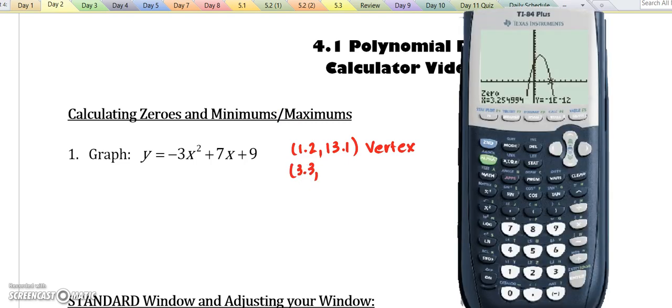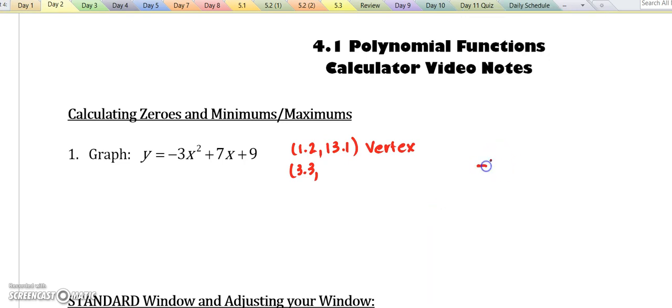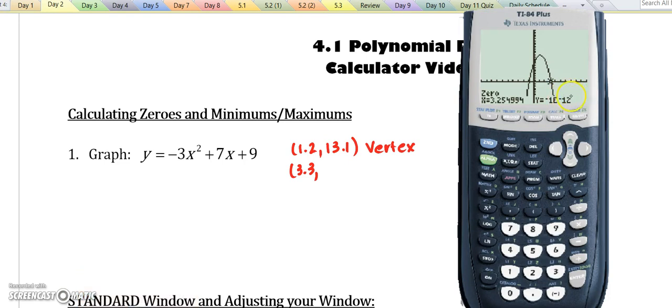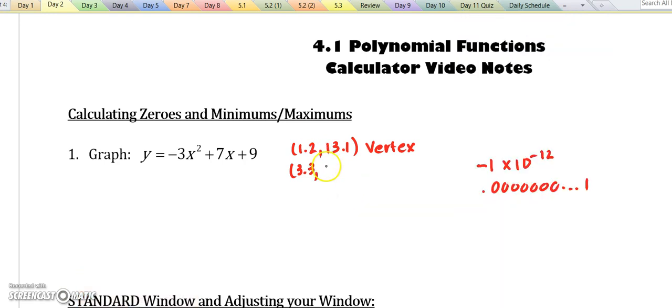Now you're going to notice I know my y value at an x-intercept should be 0. This negative 1 times e to the negative 12th means negative 1 times 10 to the negative 12th, which is 0.000000000001. Your calculator's approximating here, so it's trying to get to 0. It got darn close, but it's just a little off, so I'm going to write this in as 0. This is one of my zeros, and I'm going to let you calculate that other zero on your own. You can check with your partner tomorrow, see if you get the same thing.